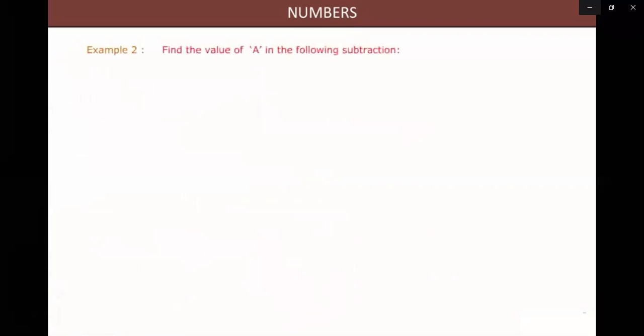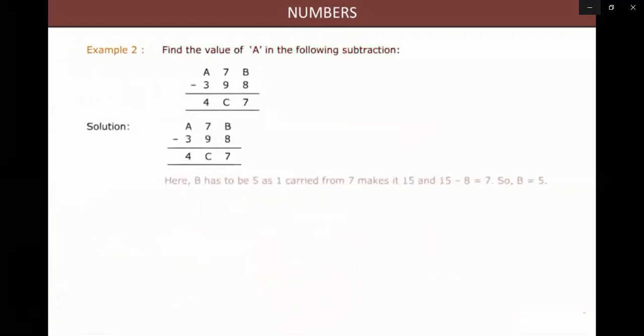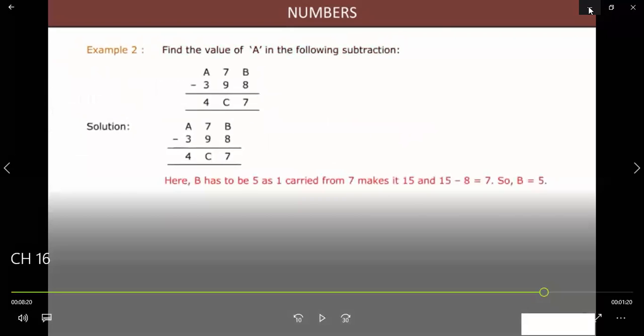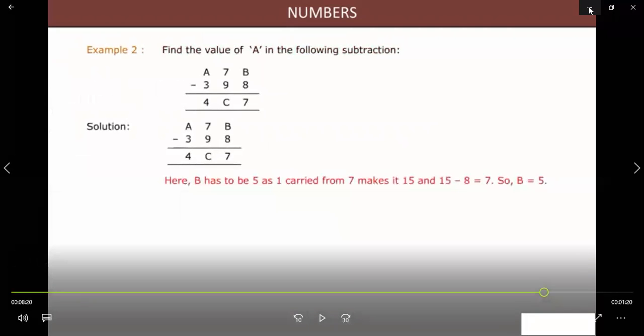In this question, you have to find the value of a in this subtraction. The given question is a7b minus 398. Basically, you have to find the values of a and b. First of all, we'll start with the units place. In the units place, you can see that in the answer we are getting 7.